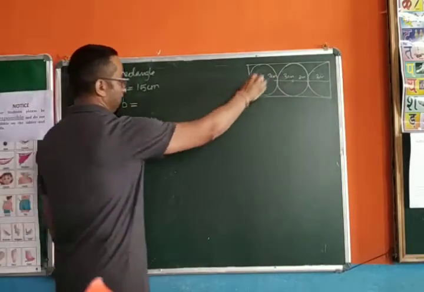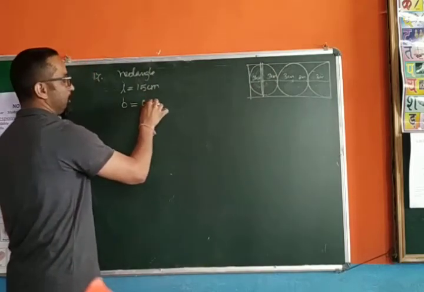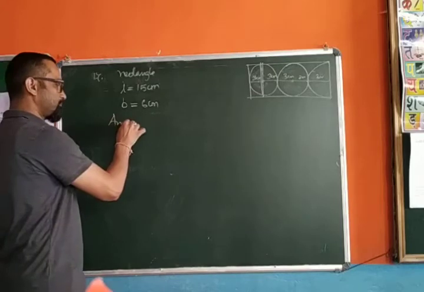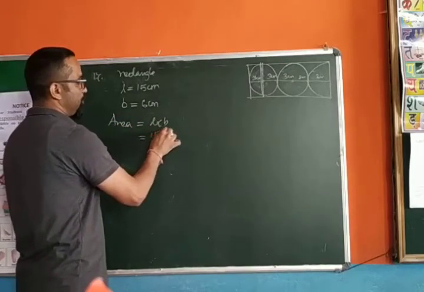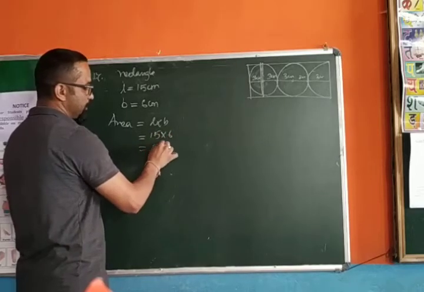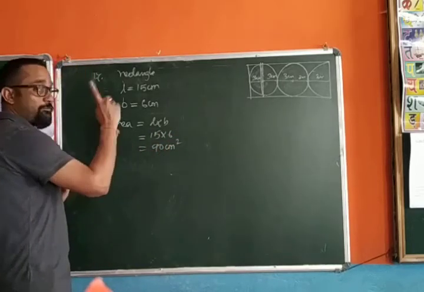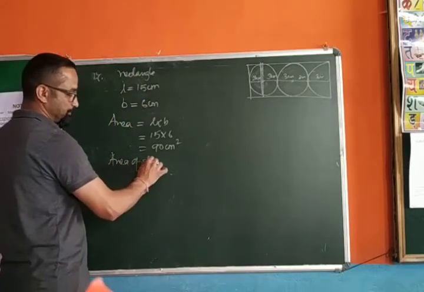Breadth is the diameter, 6 centimeter. Find its area. Area of rectangle is length into breadth. 15 into 6, 90 centimeters squared. After finding the area of the entire rectangle, you calculate the area of the shaded region.